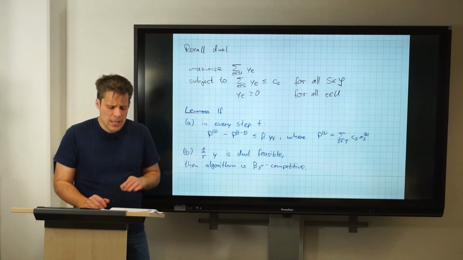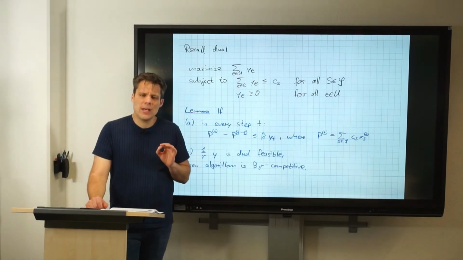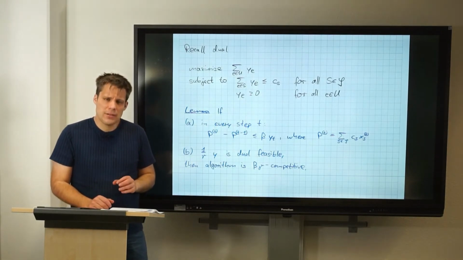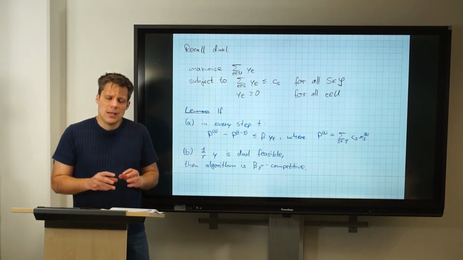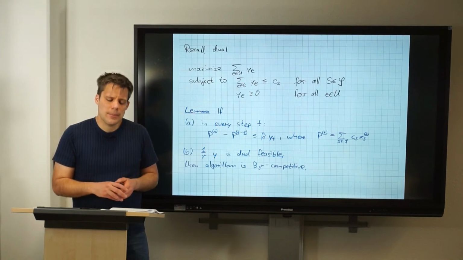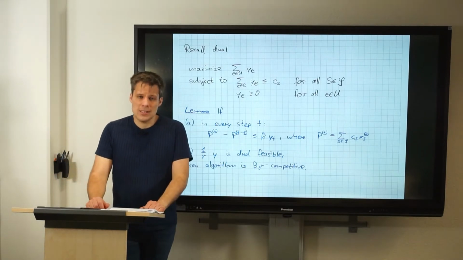At least for fractional ski rental, it is actually the optimal algorithm. For fractional set cover, it is the best known algorithm, and to some extent it is also the best algorithm. But let's first start with fractional ski rental.